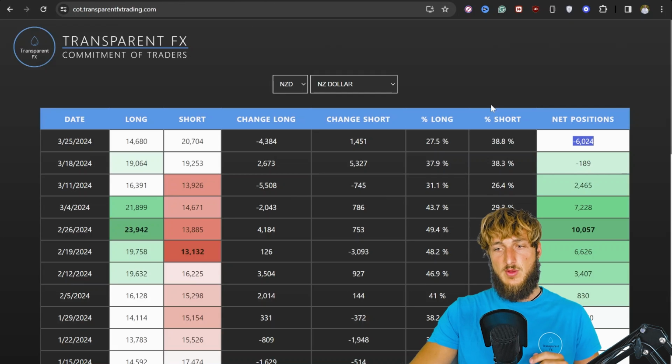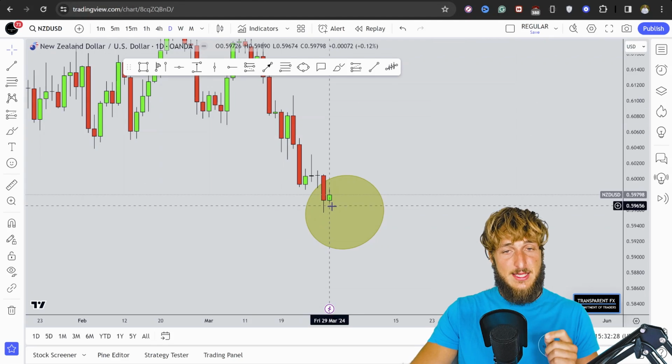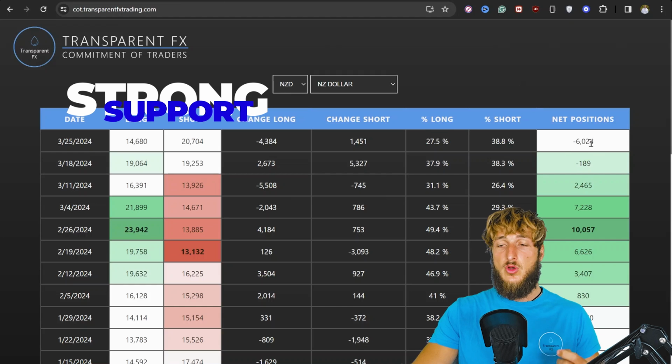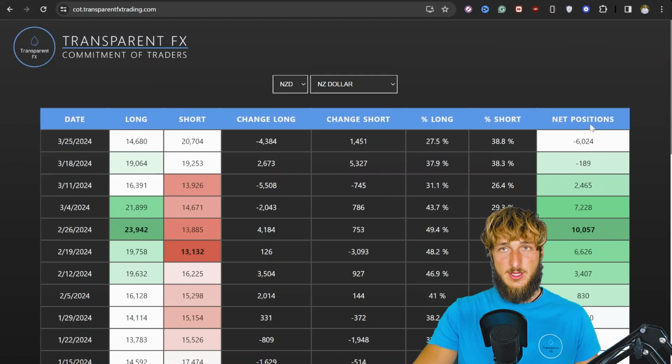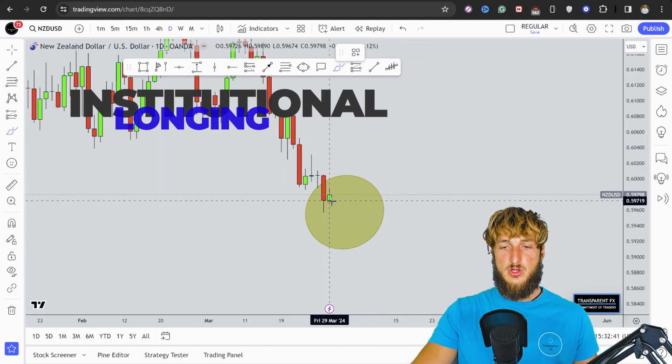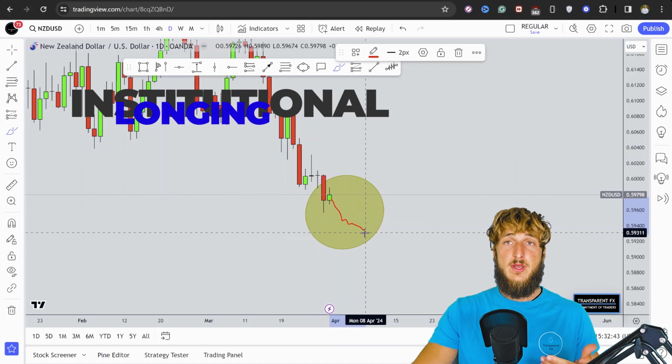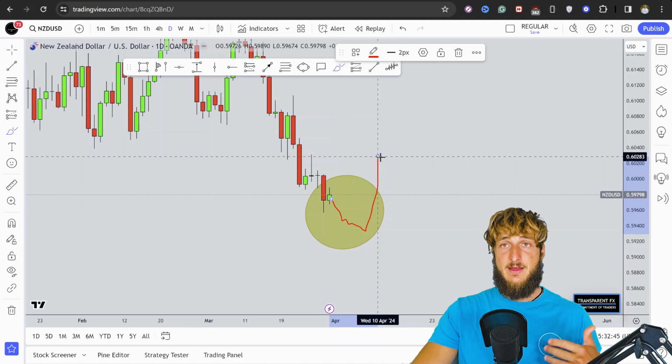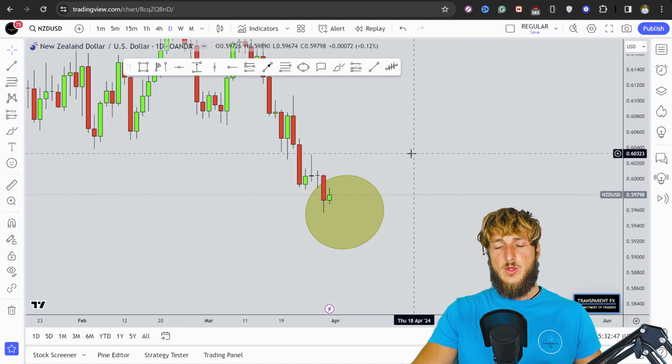However, we have to keep in mind how this area is confluence of support. And even though we do not see institutional longing yet, we could see it in the near future. And that is exactly what I will be looking at. Because in a situation like this, if we start to see institutional longing, that would make the probabilities of a potential push higher definitely higher. So what would I expect?